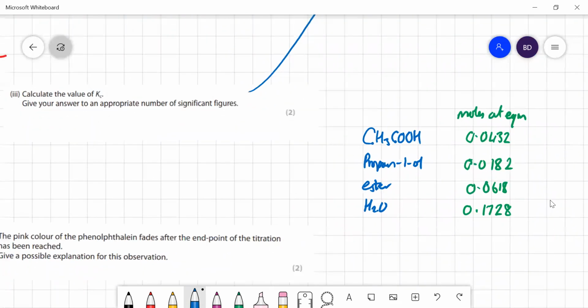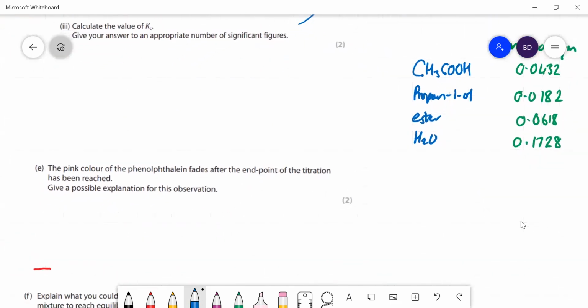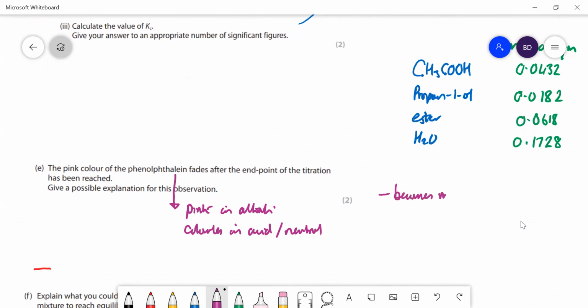Now, the pink color of the phenolphthalein fades after the endpoint of this titration. Possible explanation. Phenolphthalein, of course, is pink in alkali, colorless in acid or neutral. So for some reason the solution after the endpoint of the titration becomes more acidic. And there's two possible explanations for that. It absorbs a bit of carbon dioxide from the atmosphere, which is a bit acidic.